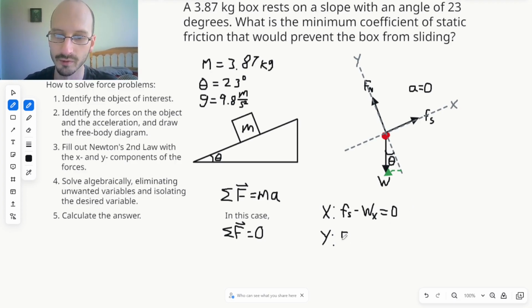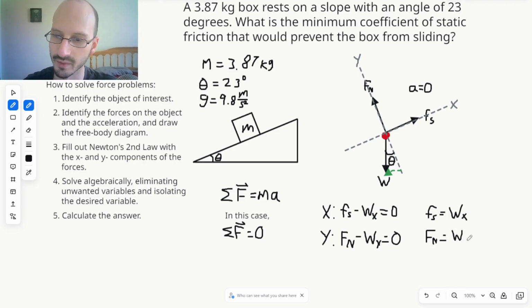We have normal force minus the y component of weight equals 0. And of course, we can rearrange these to get static friction is equal to the x component of weight, and normal force is equal to the y component of weight.